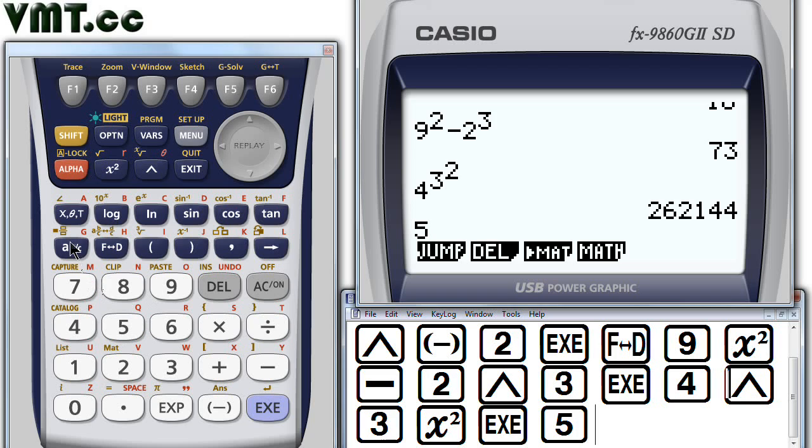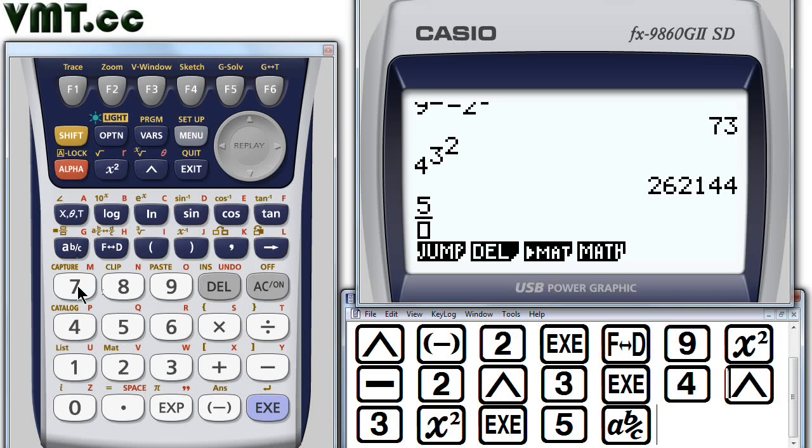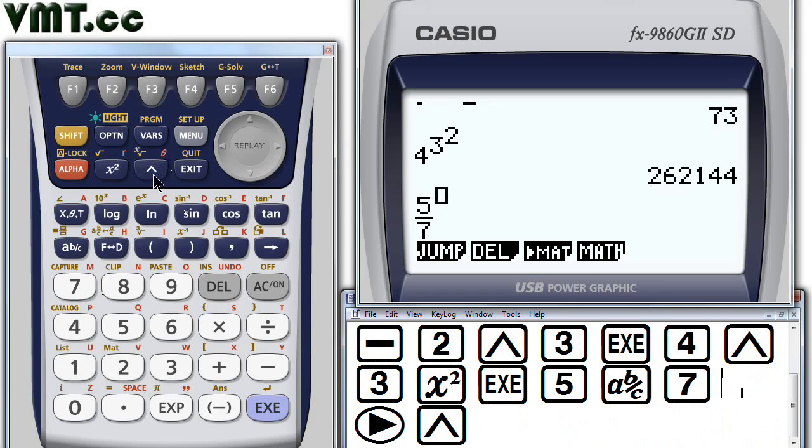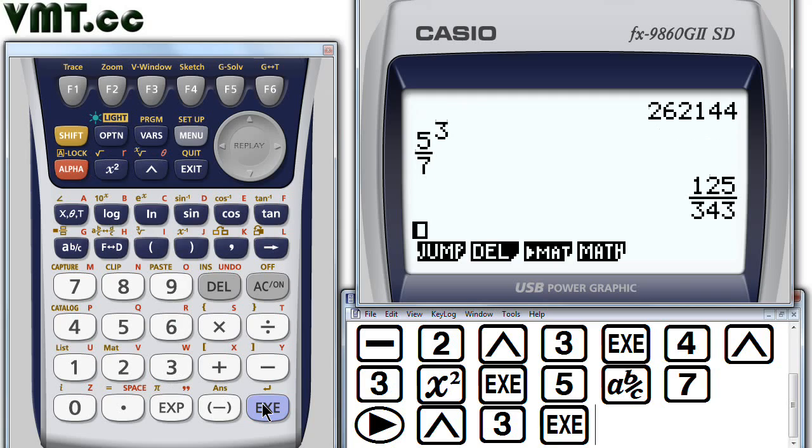5, press the fraction key. 7, make sure you get out of the fraction by pressing the right arrow key, and then power 3 to cube it. Execute. And there's our final answer.